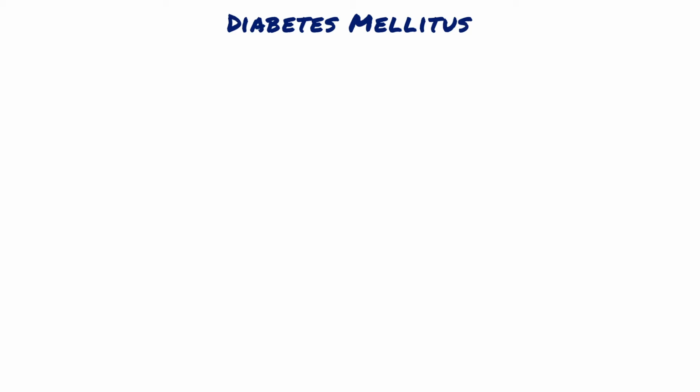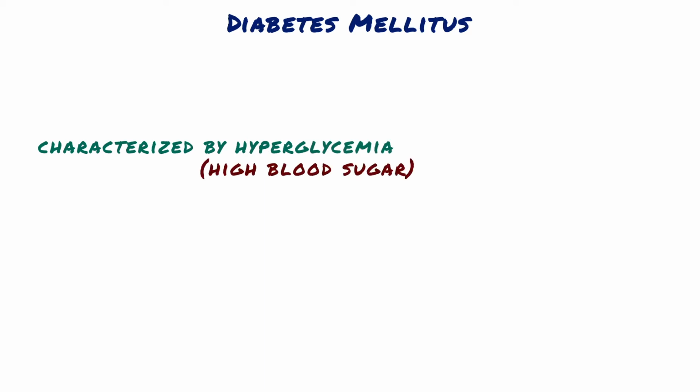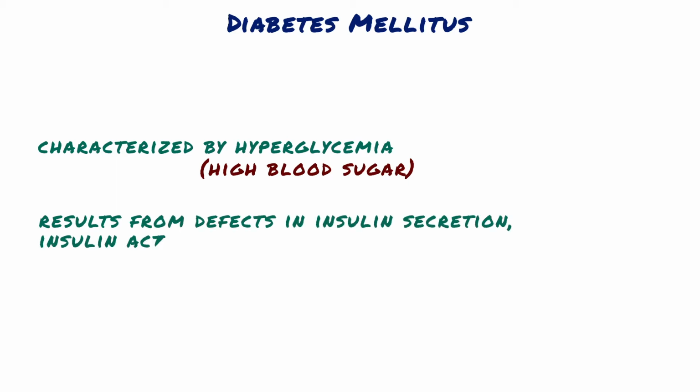Diabetes mellitus. Diabetes mellitus is a group of metabolic disorders characterized by hyperglycemia, which means high blood sugar. Hyperglycemia in diabetes results from defects in insulin secretion, insulin action, or, most commonly, both. In this video, we are going to talk about type 1 and type 2 diabetes.